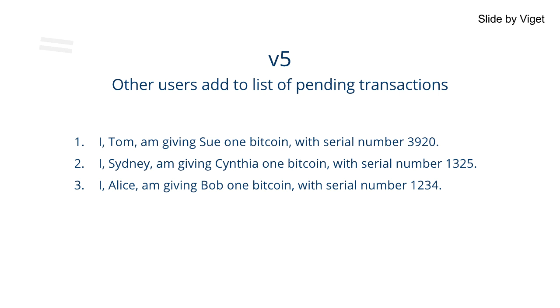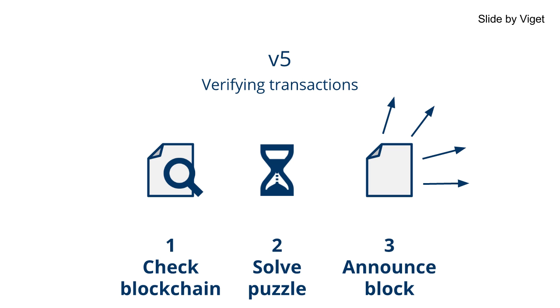And note that any user can maintain their own list of pending transactions. So this might be David's list of pending transactions, which will look different from Charlie's. Now, if David wants to verify these pending transactions in this proof of work system, he needs to do three things. First, he's going to check his copy of the blockchain to ensure that the transactions are legitimate.